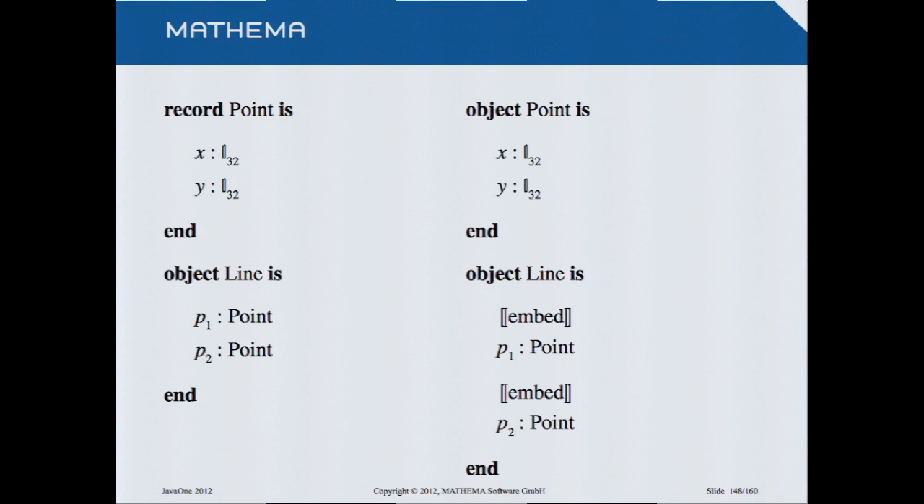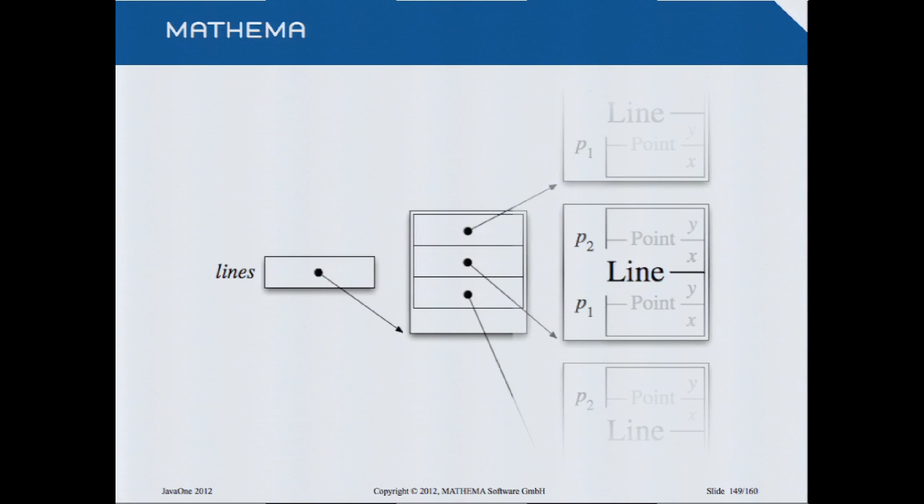So let's see. How can we do it? We simply say record point, so we know that this is something which will be embedded. So our line is something with points, which are records, so it will be embedded automatically. If we don't have access to the object, because point is defined as an object, we simply say embed. And then it knows that it copies the structure and can put the elements into the line. So we get rid of one indirection. Okay, so this is how it looks like before.